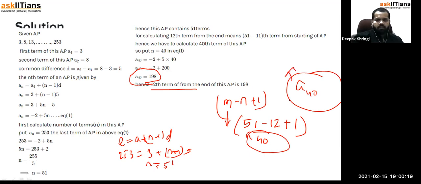So just either reverse the AP or just remember the formula m minus n plus 1. Also remember that m is your total number of terms. M is the total number of terms. And n is what the question is asking, from which end, right?